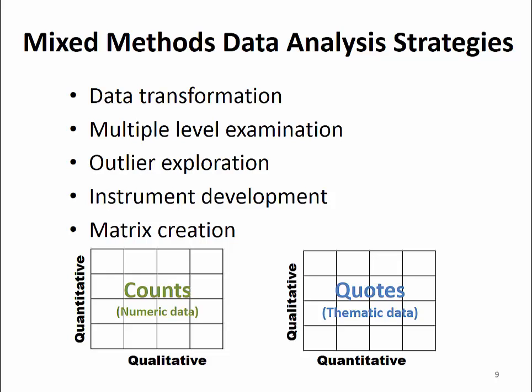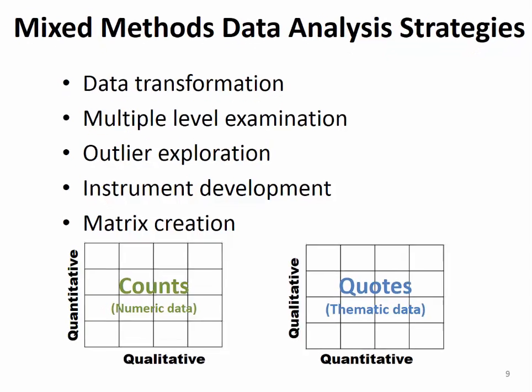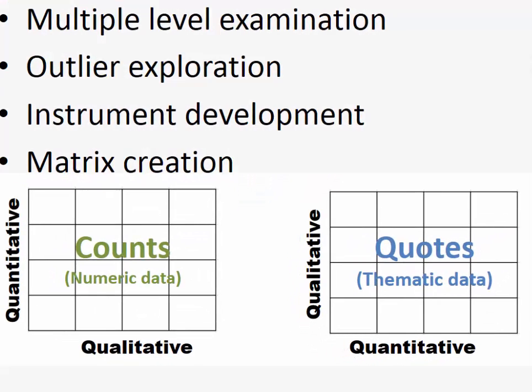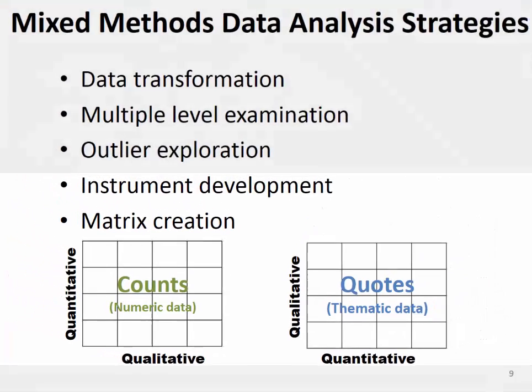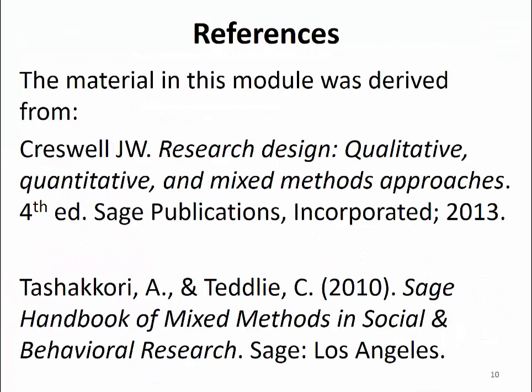Data analysis could combine quantitative and qualitative results in a matrix. For example, as you see here, a grid could be created to cross-reference quantitative and qualitative variables. The cells within the grid could be populated with either counts or quotes. Please consult the text shown on this page for more details on mixed methods design.